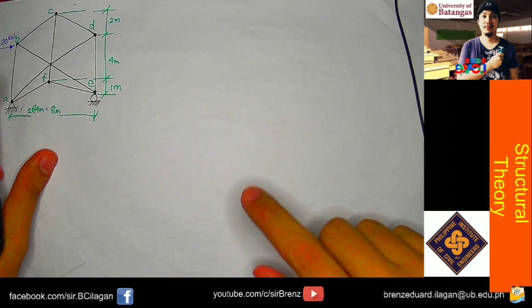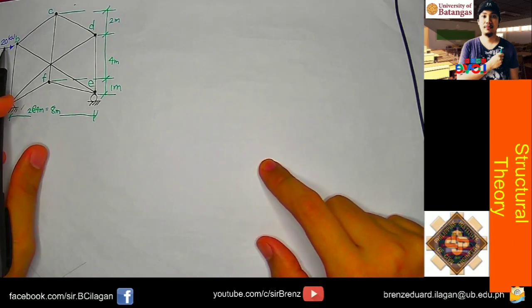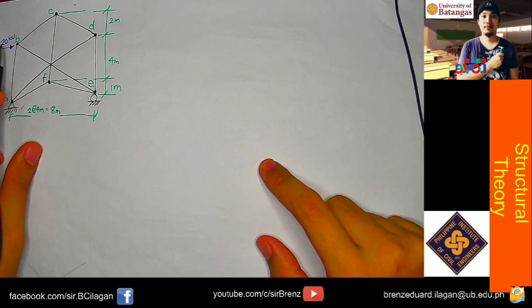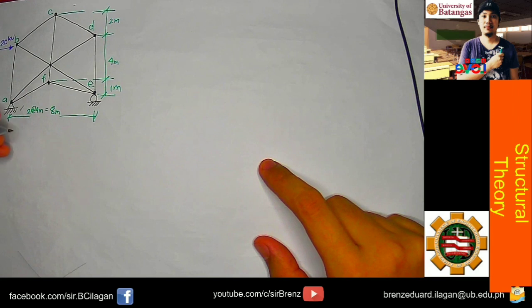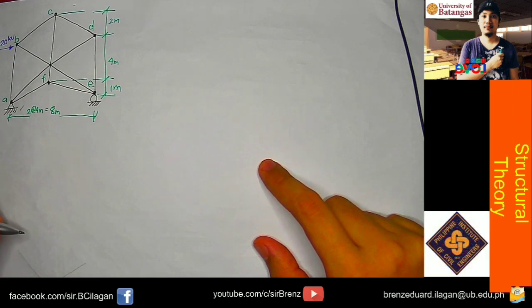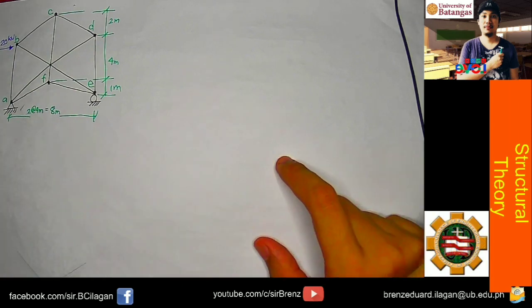Okay guys, so let's start solving this complex truss problem. So a 20 kilonewton is acting at joint B. So we are required to solve for the forces in each member. So before that, i-identify muna natin yung mga slope. As you can see here, meron tayong mga inclined members. So ipakita natin yung mga slope na maproproduce natin.